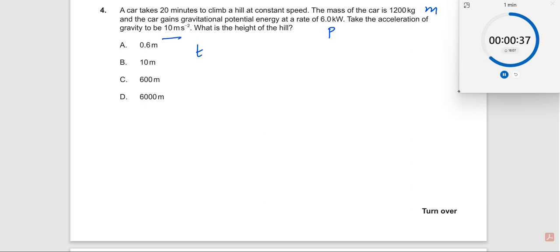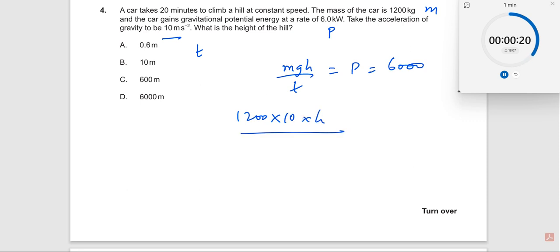So what do we do here? We know that mgh divided by t is nothing but power, which is already given as 6 kilowatt, 6000 over here. So let's plug in the values. That should be 1200 multiplied by 10 multiplied by h divided by time. What is time? 20 minutes, which should be 20 into 60.